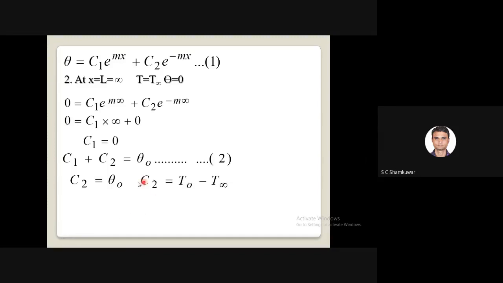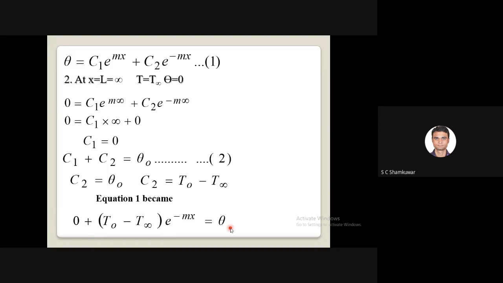Now, what is theta naught? T naught minus T infinity. So what does equation 1 become? Now this is equation 1. What is the C1 value? C1 is 0. So 0 plus theta naught, which is T naught minus T infinity, into e to the power minus mx is equal to theta. This will now be equation 1. Please go through these steps, and see how equation 1 has changed.